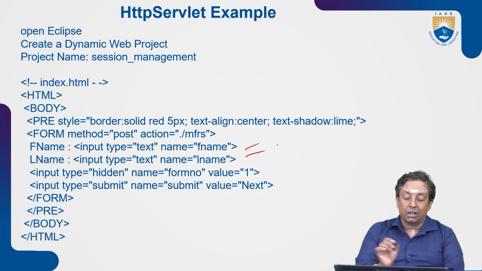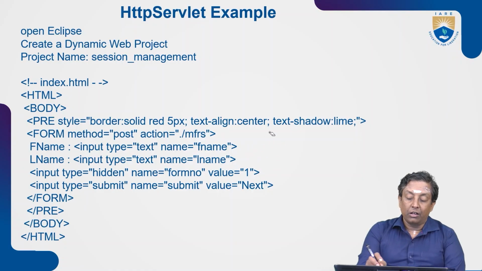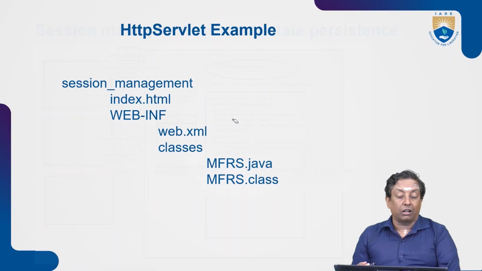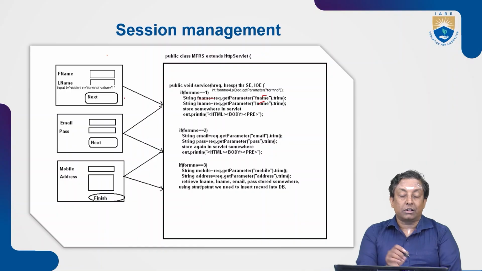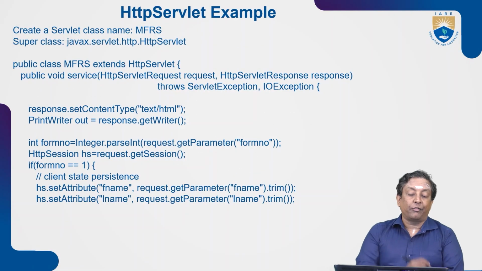How many fields? First name and last name. One hidden field, formNo equal to 1. Submit button with value next. When this HTML form is executed, it looks like this: first name, last name, and next. Next, this is the MFR Servlet.